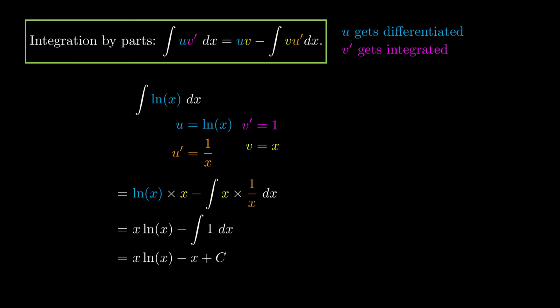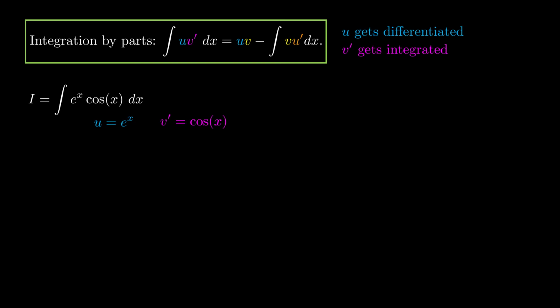All right, last one. This time, I'll show you that sometimes you've got to use this twice to solve a single problem. So let's do the integral of e to the x cos x dx. Once again, you're going to make a choice. Which one do you differentiate? Which one do you integrate? I think in this case it might not matter too much, because both of them differentiate and integrate fairly painlessly. So let's just say u is e to the x and v dash is cos x.